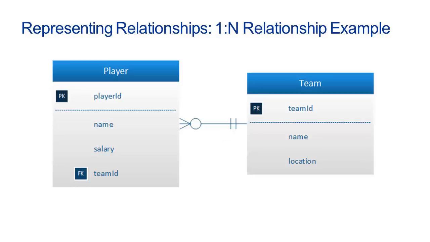In this case, the player table resides at the many end of the relationship, and we therefore know that the foreign key belongs in that table. Team ID, which is currently serving as the primary key of the team table, is thus placed into the player table as a foreign key.